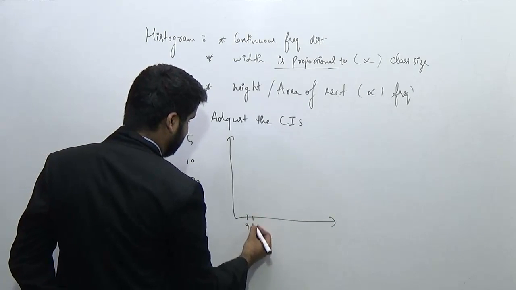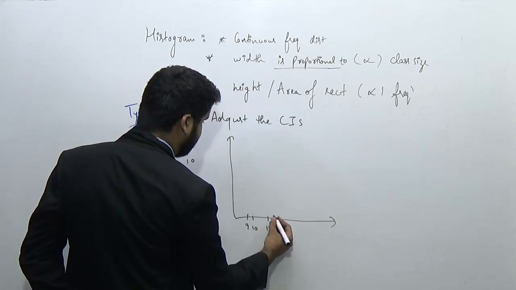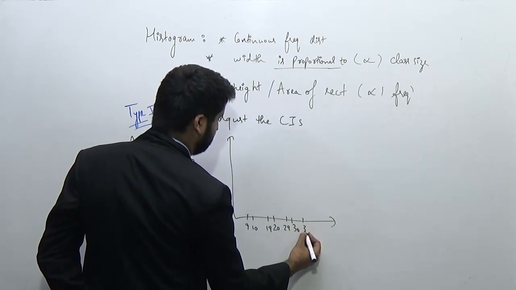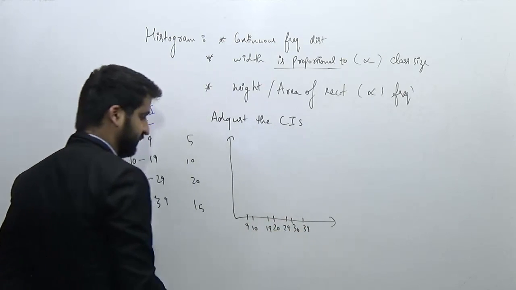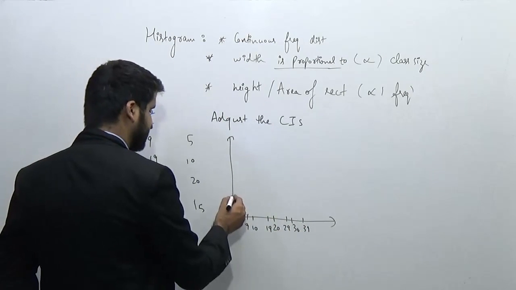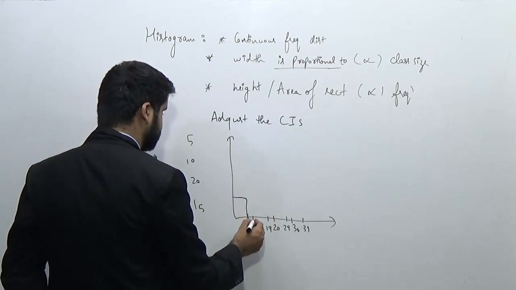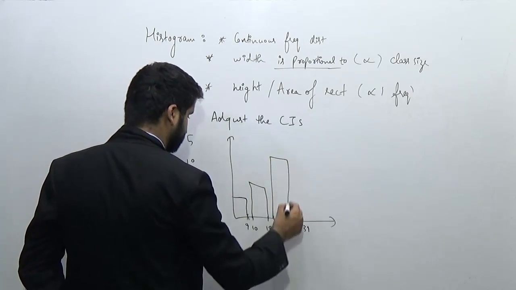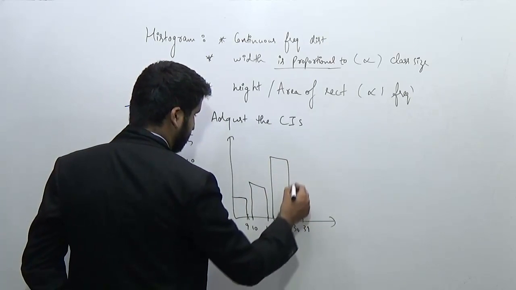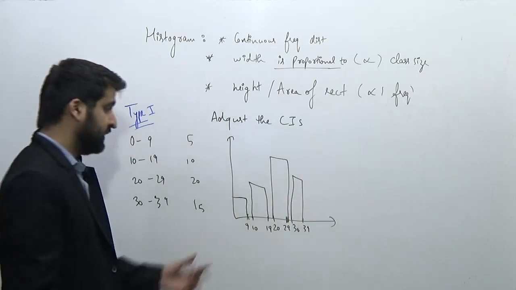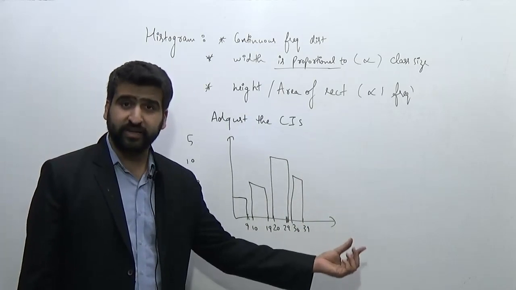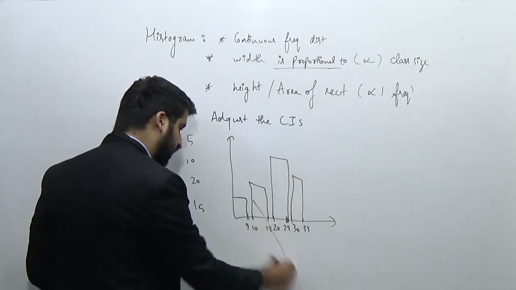Like the first one is 9, then we have 10, then 19, we have 20, then 29, we have 30, then 39, and then we will be having 40. So in this case, the first frequency is 5, then we have 10, then we have 20, and then we have 15. Now guys, see, this is not at all continuous data, right? This is not the correct histogram because this is not continuous.